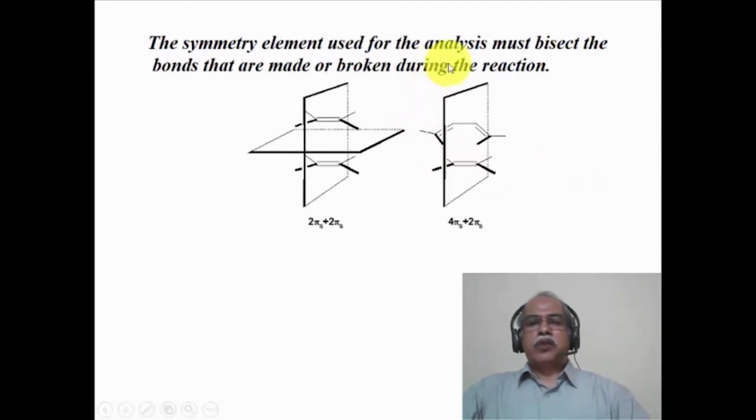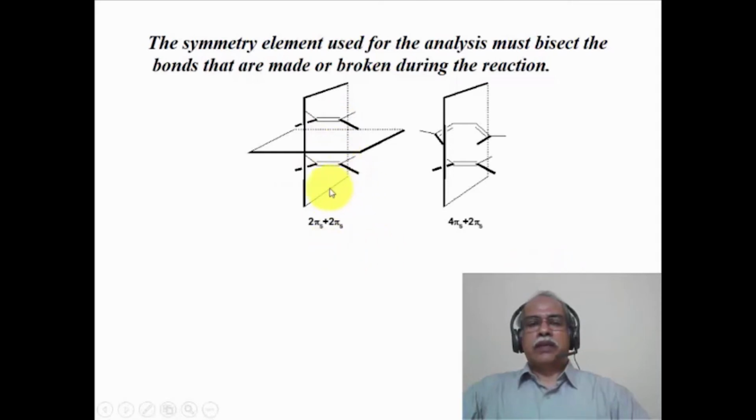The symmetry element that is used for the analysis must bisect the bonds that are made and broken during the course of the reaction. If we consider a 2+2 cycloaddition reaction between two ethylene molecules to give a cyclobutane in a suprafacial manner, this vertical mirror plane essentially bisects the carbon-carbon pi bonds, both of them. The horizontal plane essentially bisects the carbon-carbon sigma bonds that will be formed during the course of the reaction. So these are the two sigma planes that are present as symmetry elements in this particular system.